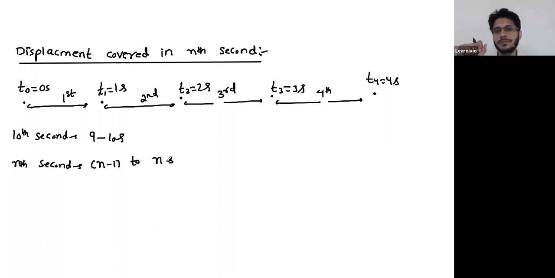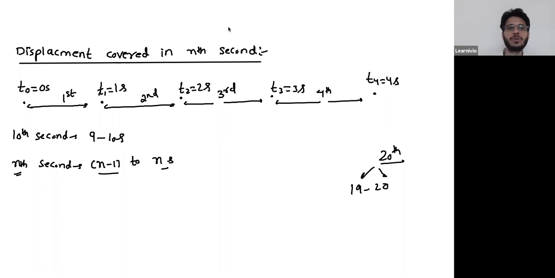If I say 20th second, it's 19 to 20 seconds. Similarly, we are subtracting one term. If I'm saying 20th, that means one term less, 19 to 20. In nth, it should be n minus 1 to n seconds. Is it clear? Yes, sir. Meaning of nth second.